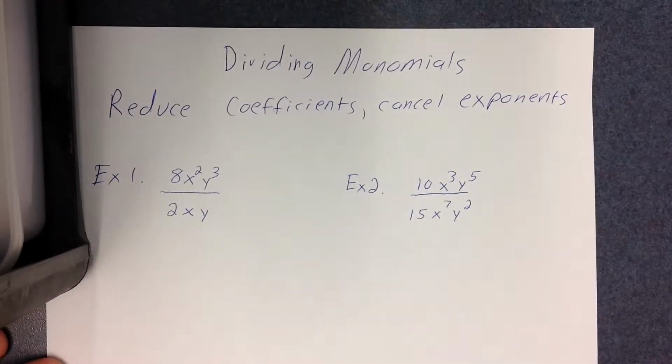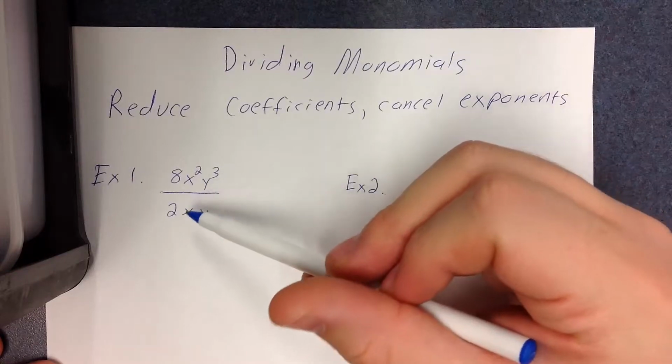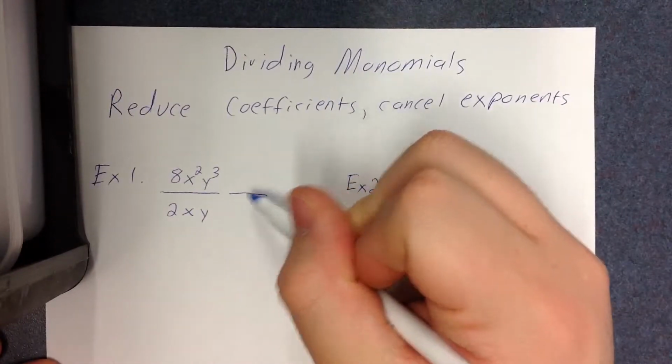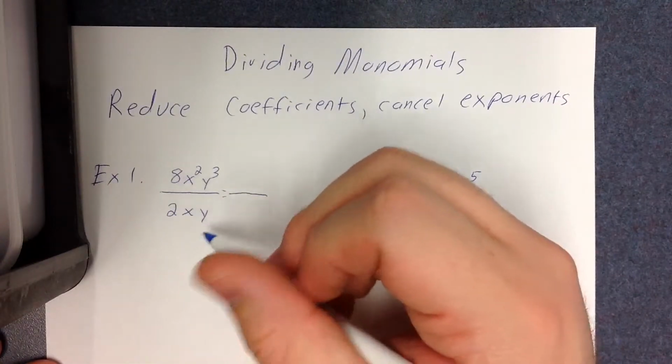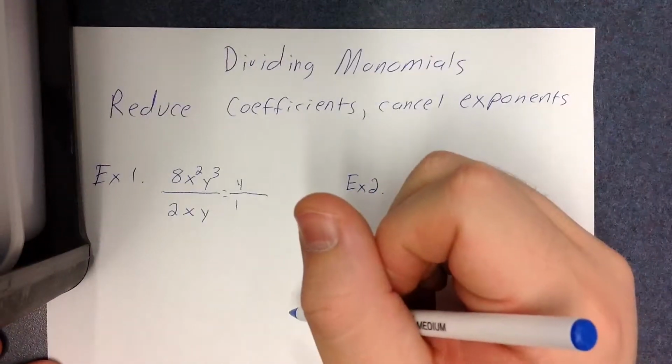Okay, dividing monomials. Reduce coefficients and cancel exponents. So if we look at example 1, 8x squared y to the third over 2xy. If we think about reducing 8 over 2, well 2 goes into both of those. 2 goes into 8 4 times, 2 goes into 2 1 time.